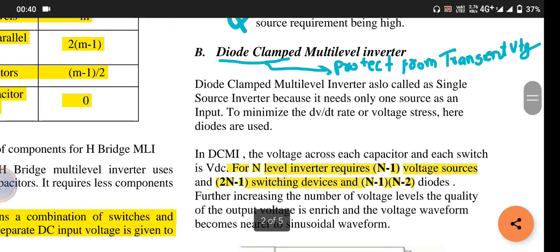In the next video lecture we are going to talk about the flying capacitor multi-level inverter.